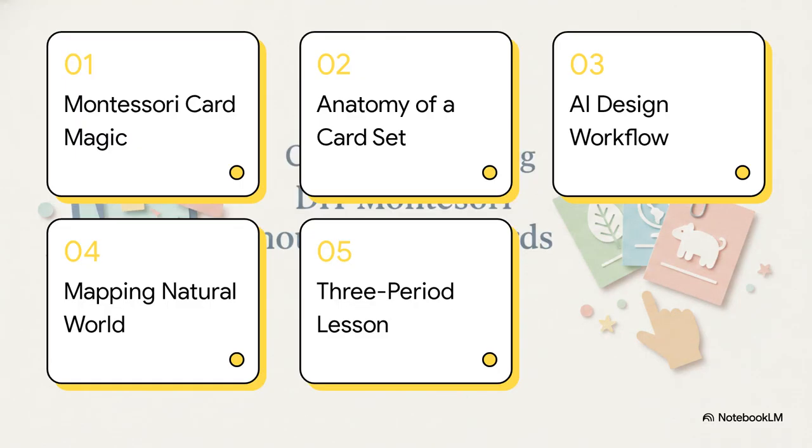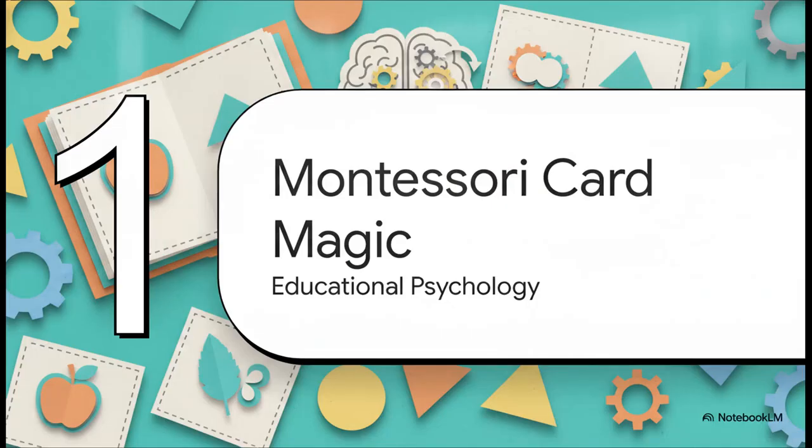Here is our syllabus for today's explainer. We're covering the Montessori card magic, the anatomy of a card set, the AI design workflow, mapping the natural world, and finally, the three-period lesson. Let's get right to it. Starting us off with Section 1, the Montessori card magic.